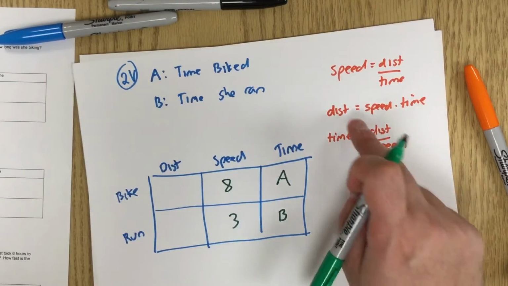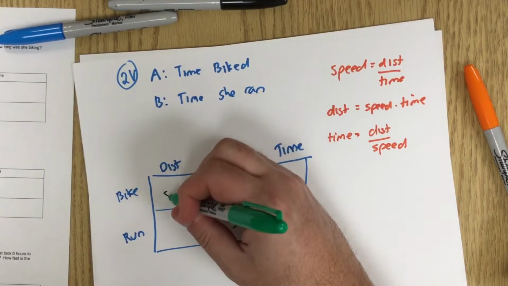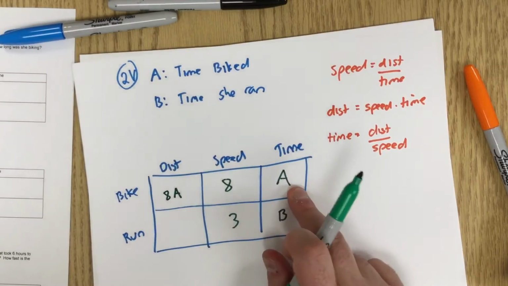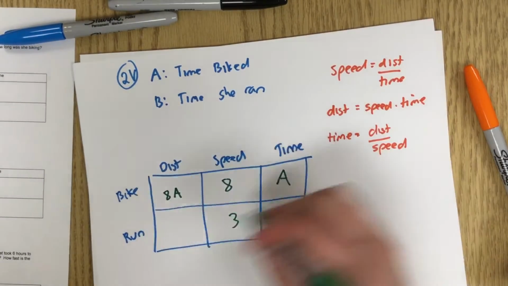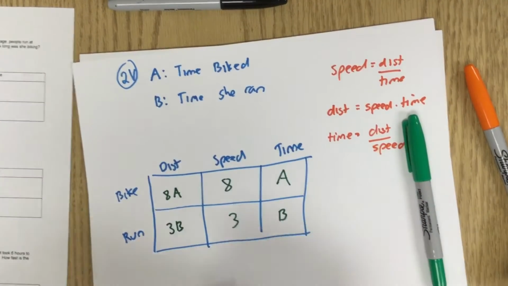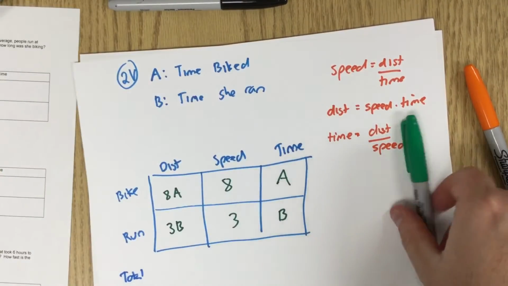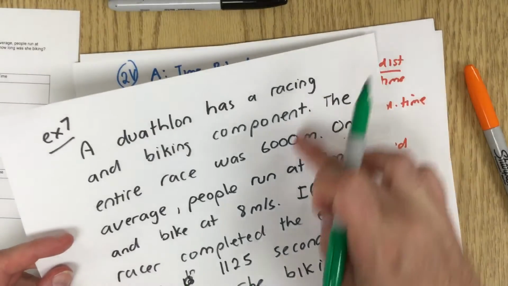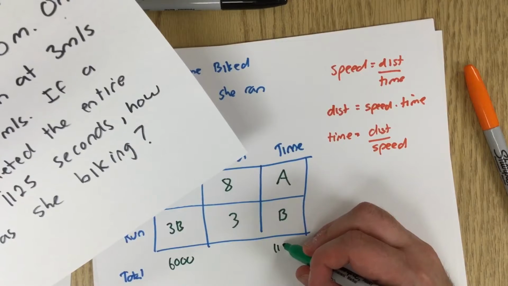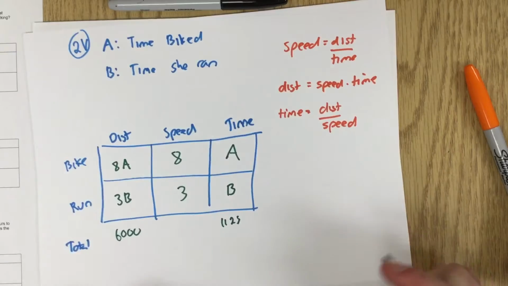The distance, and we go to our formula here, distance is speed times time. So the distance is going to be 8A, which is A seconds at 8 meters per second. And this would be 3B. And we could kind of put a total here. So the total distance is 6,000 meters. And the total time is 1,125 seconds. And from this, we can now make our equations.